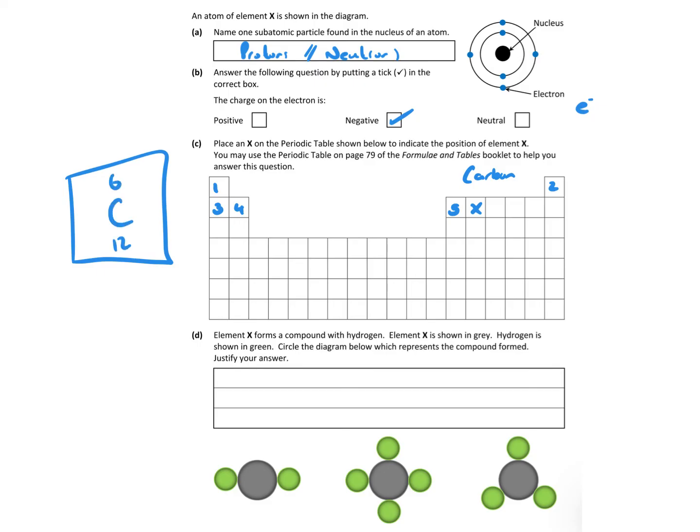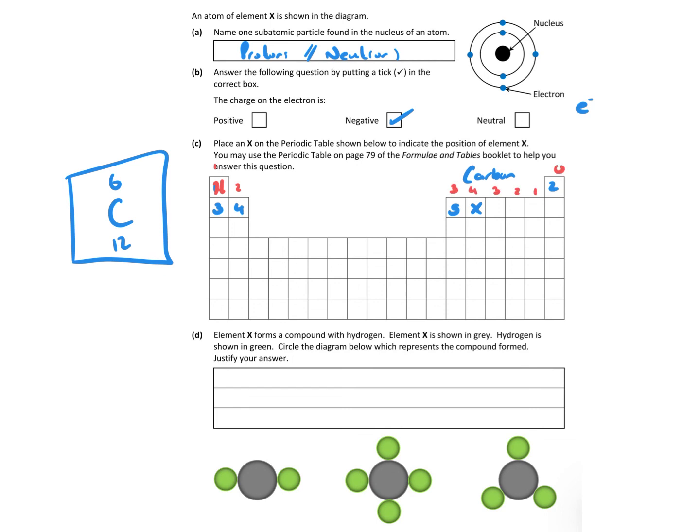Element X forms a compound with hydrogen. Element X is shown in grey. Hydrogen is shown in green. Circle the diagram below which represents the compound formed and justify your answer. So hydrogen we know is the very first one up here. So that's hydrogen. Let's write in the valencies: 1, 2, 3, 4, 3, 2, 1, 0.